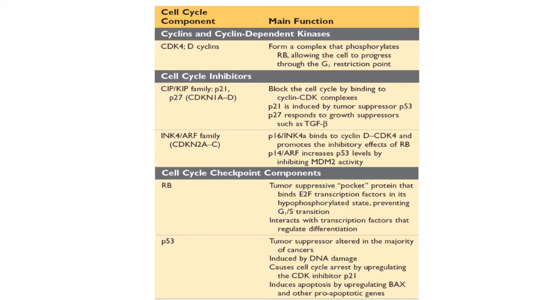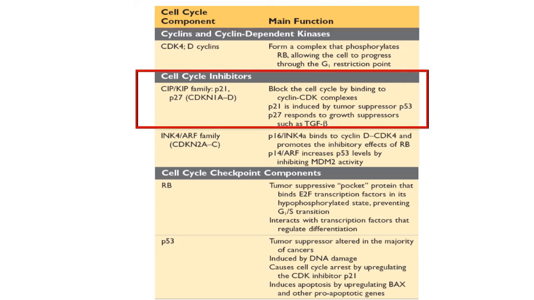This table is summarizing the cell cycle components and their main function that we have discussed already in detail in the first video of this molecular basis of cancer series. The cyclin and cyclin dependent kinases, the important components are CDK4 and D cyclins. They form a complex that phosphorylates RB, allowing the cell to progress through the G1 restriction point.